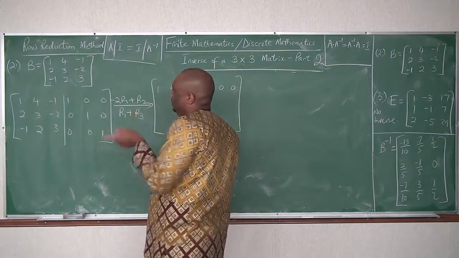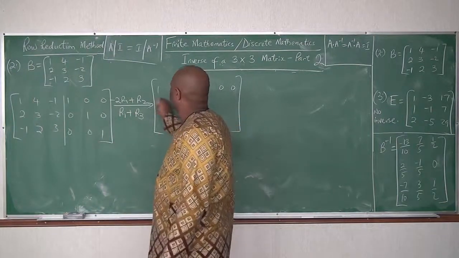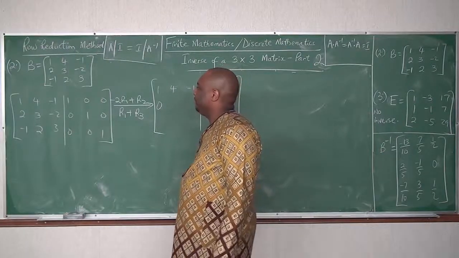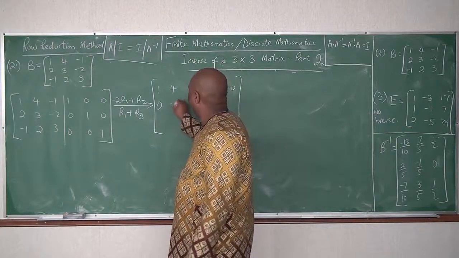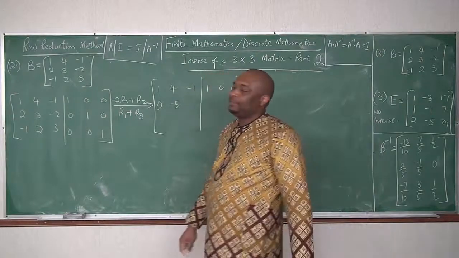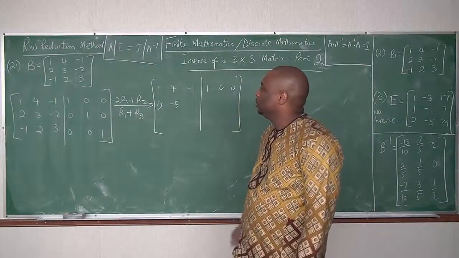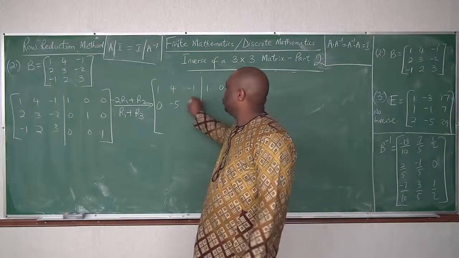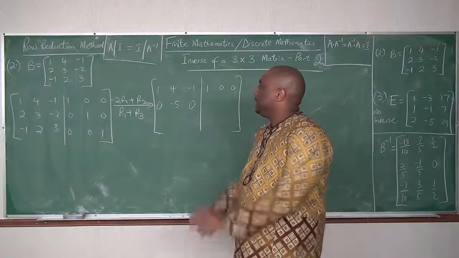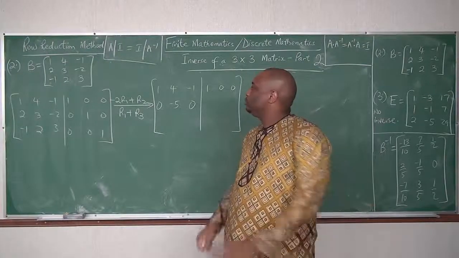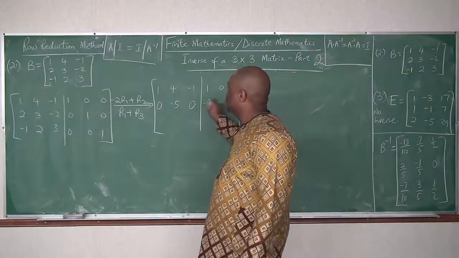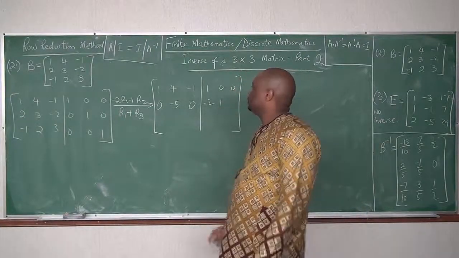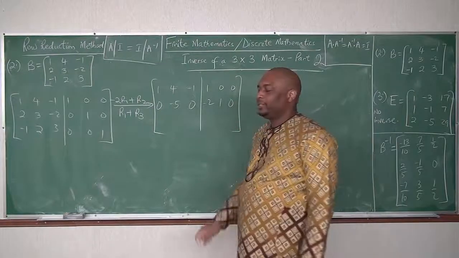Negative 2 times 1 is negative 2, plus 2 is 0. Negative 2 times 4, negative 8, plus 3 is negative 5. Negative 2 times negative 1 is 2. 2 plus minus 2 is 0. Then negative 2 times 1 is negative 2, plus 0 is negative 2. Negative 2 times 0 is 0, plus 1 is 1. So 0, 0, 1. 0, 0, 0.